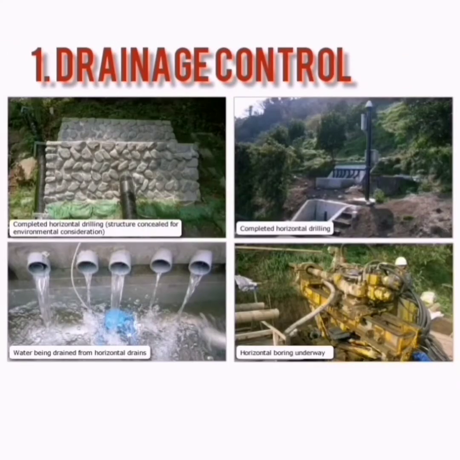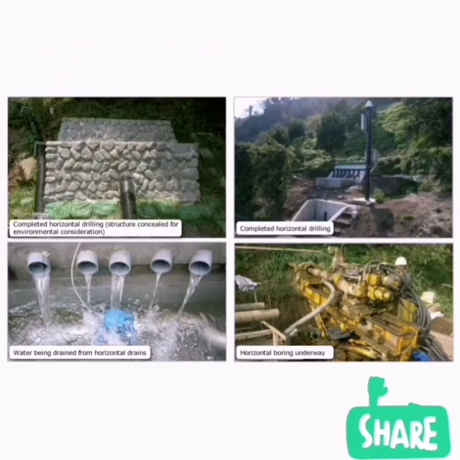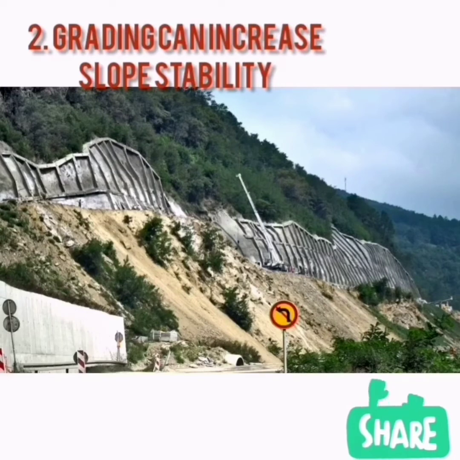First, drainage control. Drainage control can keep water from infiltrating a slope. Drains can divert water from the impermeable layer. Second, grading can increase slope stability. Material from the upper slope can be moved to the base.